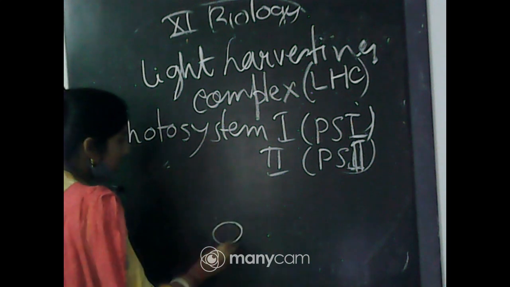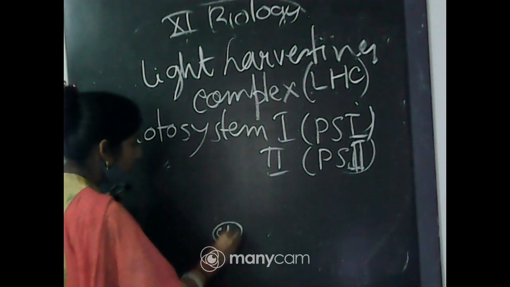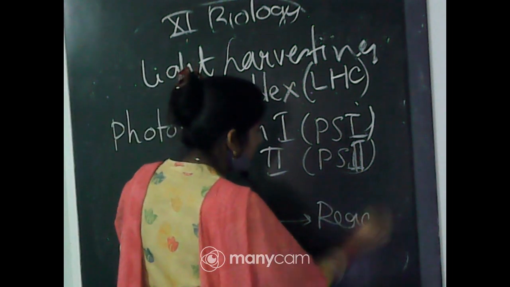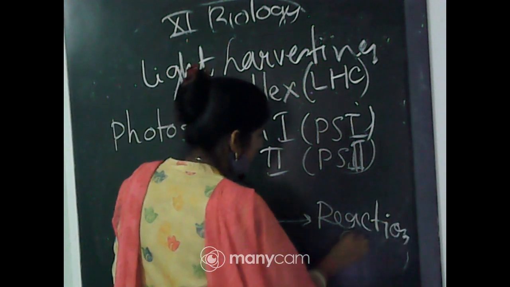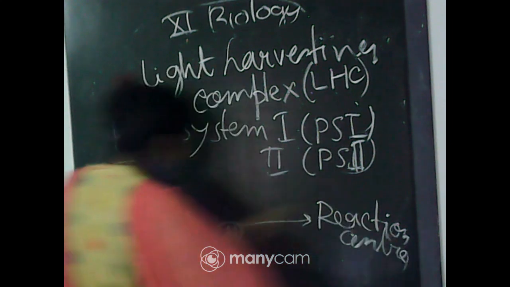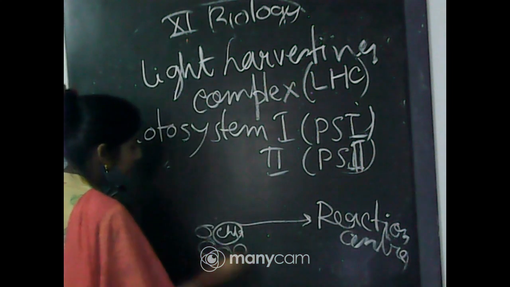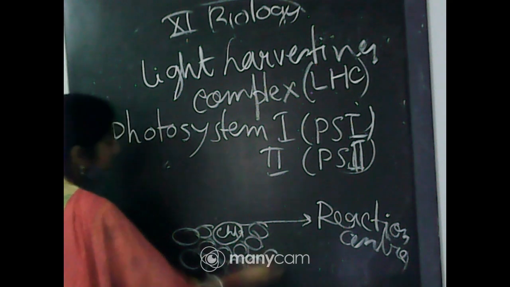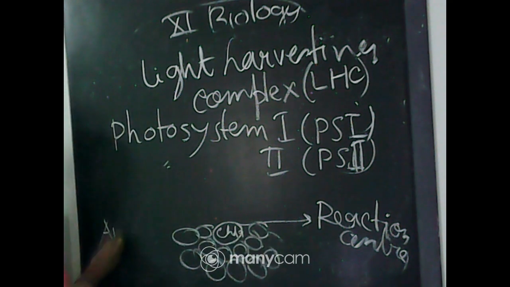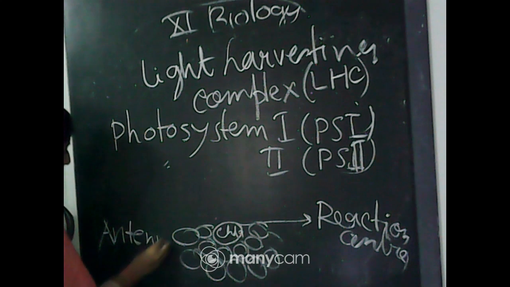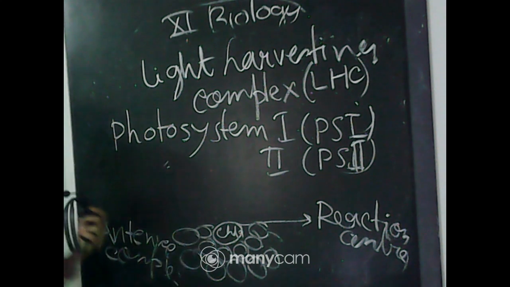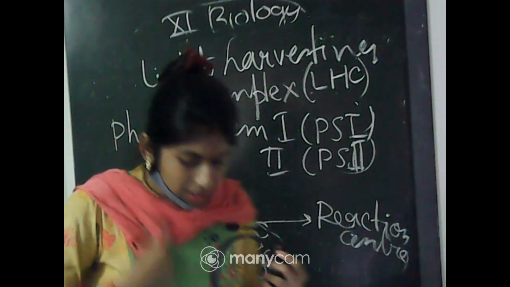Now we have to know the light harvesting complex. At the center we will find a single chlorophyll A molecule. It is considered the reaction center, and beside that some other pigments can be found. These are considered the antenna complex. Antenna complex. Okay, so what is the light harvesting complex?